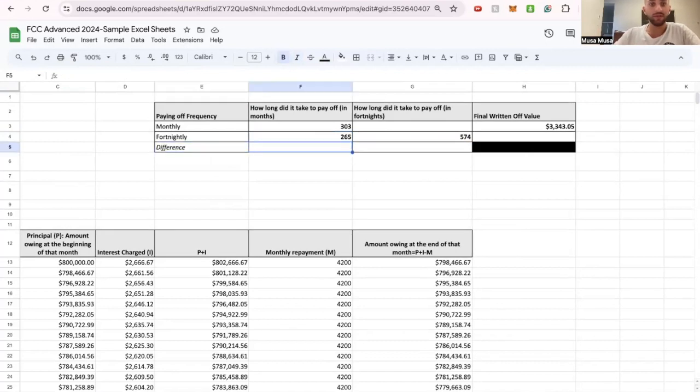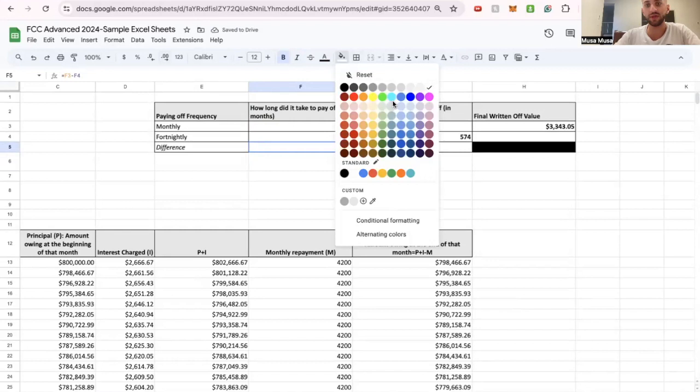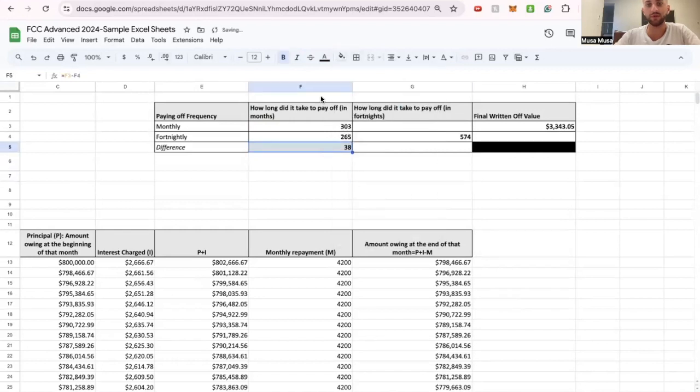So in the end, if you paid it off using fortnightly installments, then you would have saved yourself 303 minus 265 months. So you'd have saved yourself 38 months. You need to make sure you give me that number because it's part of the multiple choice. It's part of the marking criteria.